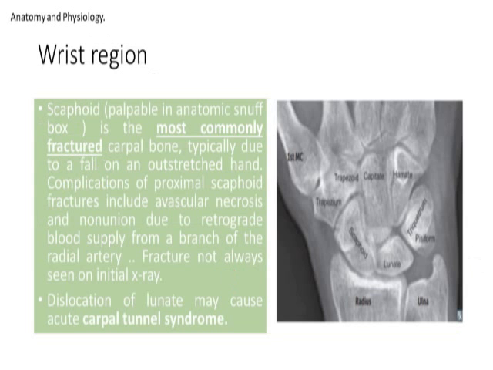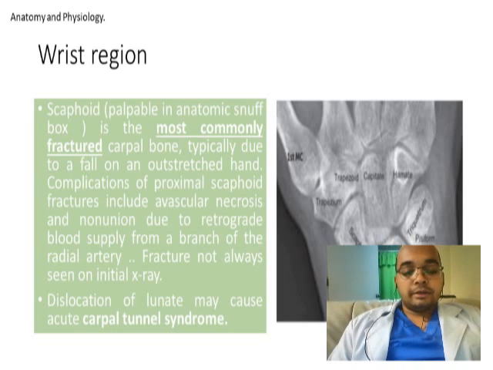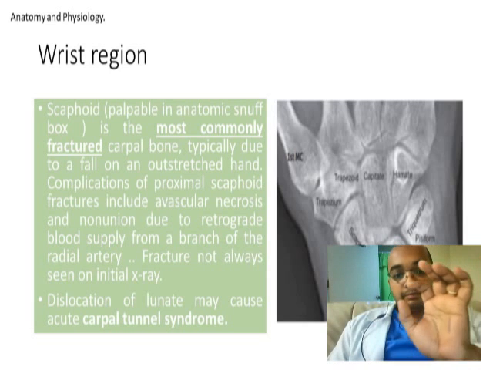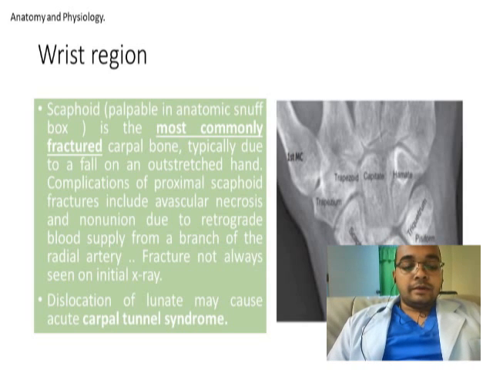So we are now going to continue with the wrist region. As we saw in the wrist region, there are many bones. There are four carpal bones. Those bones include the scaphoid, one of the most important. It is palpable in the anatomical snuffbox. The scaphoid is the bone that is palpable just here in the region of the snuffbox. It is the most commonly fractured carpal bone, typically due to a fall on an outstretched hand.